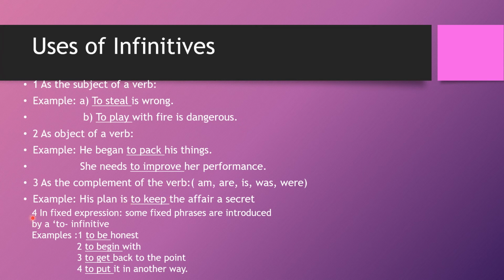The fourth use of infinitive is in fixed expressions. There are fixed phrases. Some fixed phrases are introduced by the to infinitive. The examples are to be honest, to begin with, to get back to the point, to put it in another way. So what is underlined? To be, to begin, to get, to put. So these are the infinitives. So some infinitives are in fixed expressions. Some fixed phrases are introduced by a to infinitive.